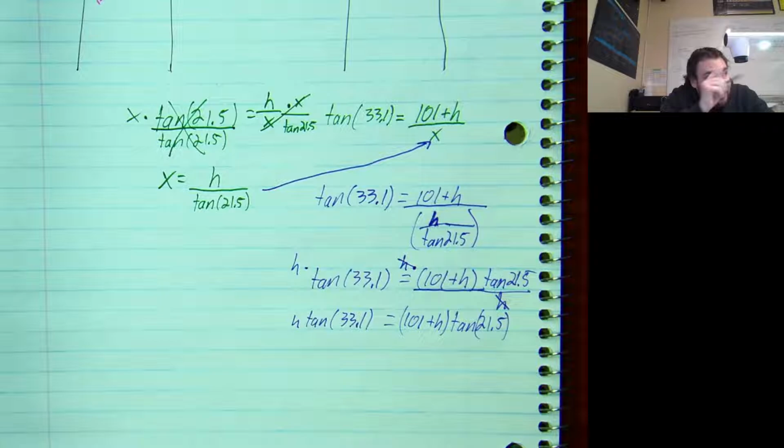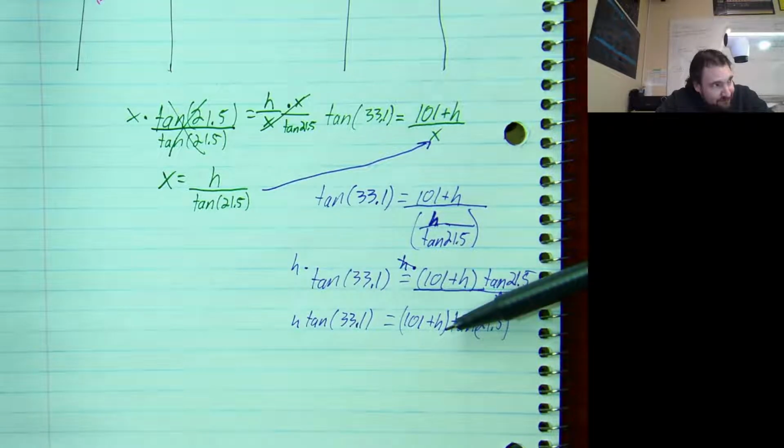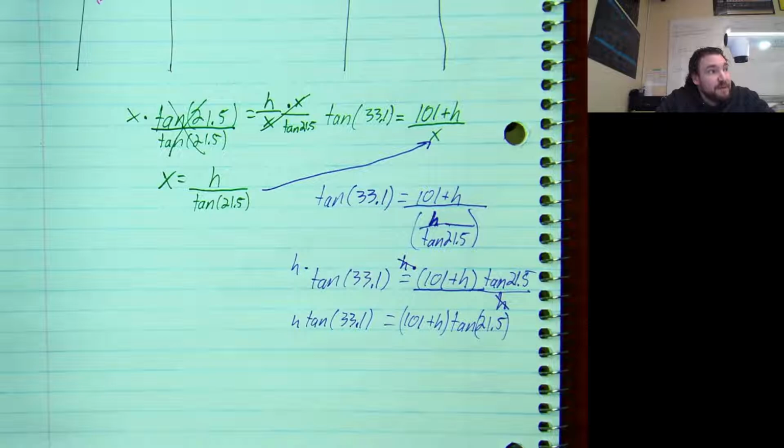Currently, this h is embedded inside these brackets. You have to get rid of the brackets. To do that, what do I have to do, Naya? I could divide. That's one option. The other option is to multiply this tan 21.5 in. Both of those are equally acceptable options. Naya, which would you prefer? Probably multiply.